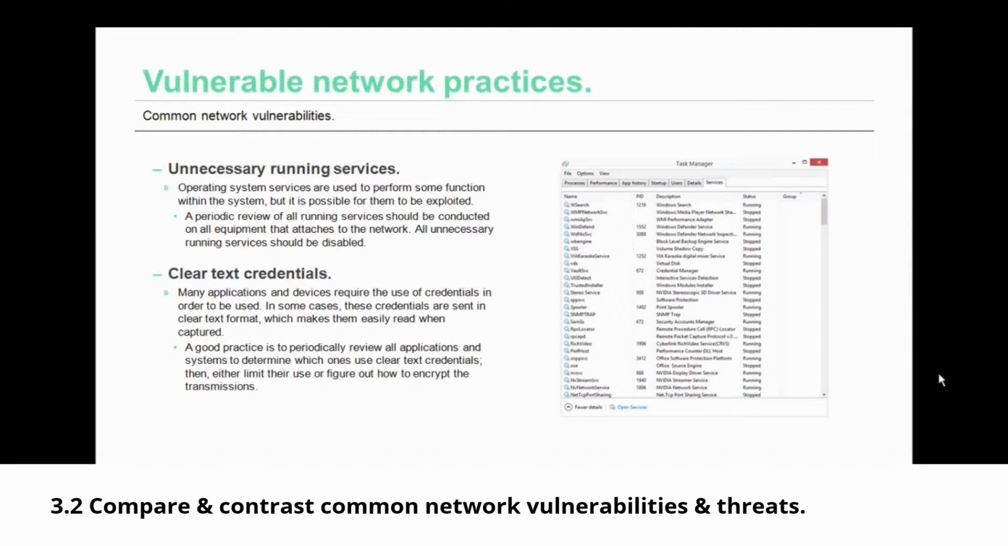A periodic review of all running services should be conducted on all equipment that is attached to the network. All unnecessary running services should be disabled to harden your network. Clear text credentials are another vulnerability that's rather common.